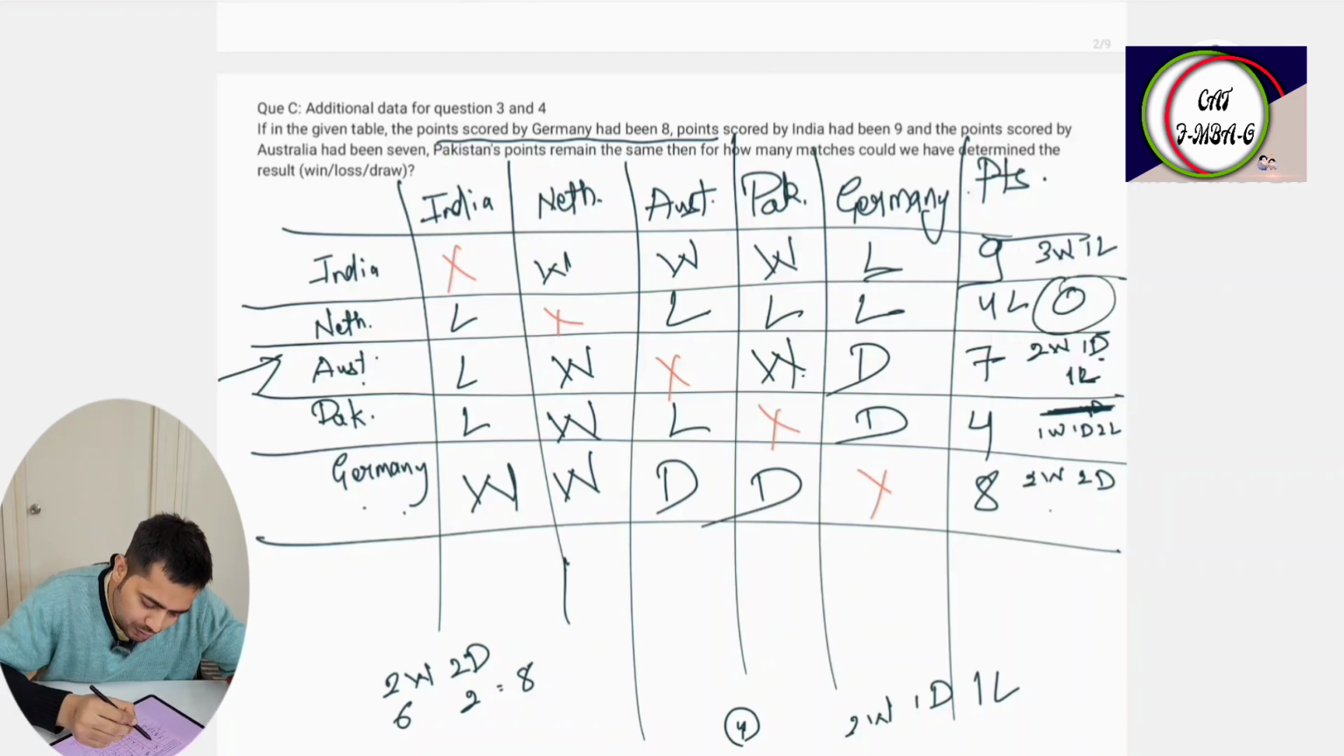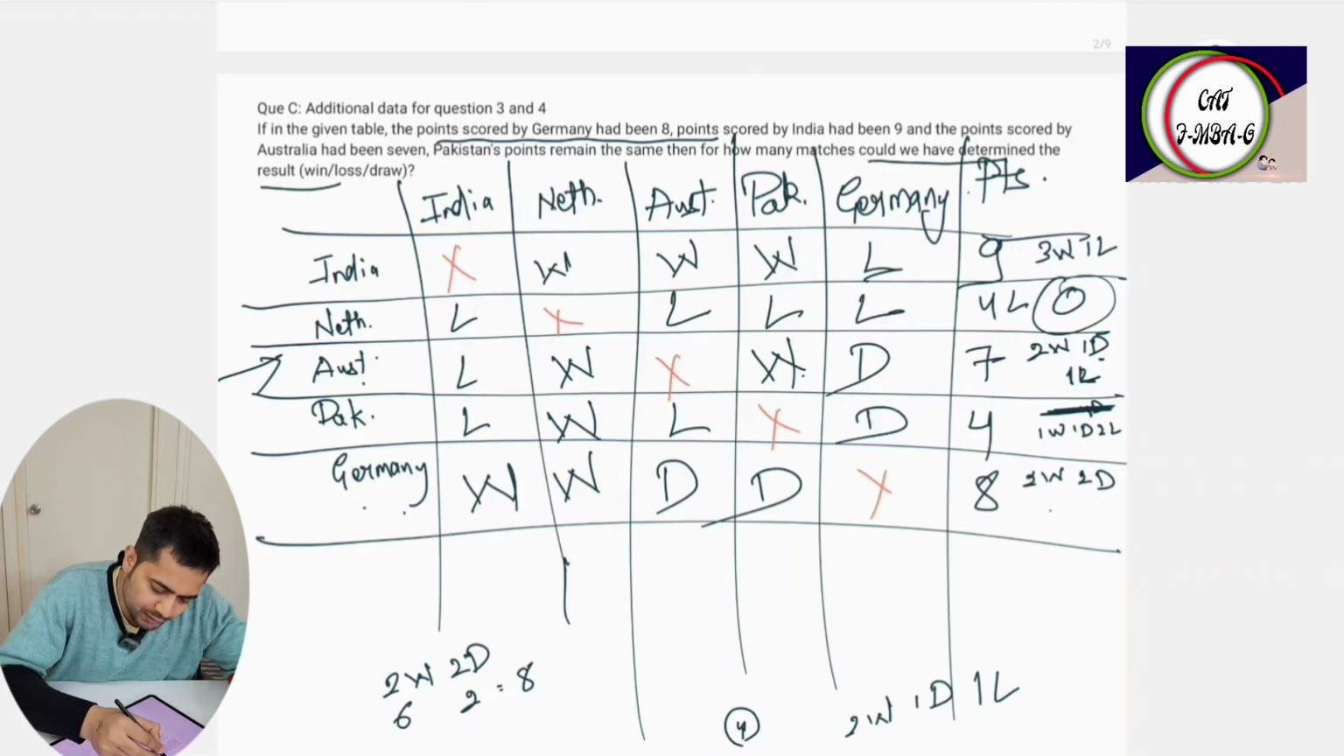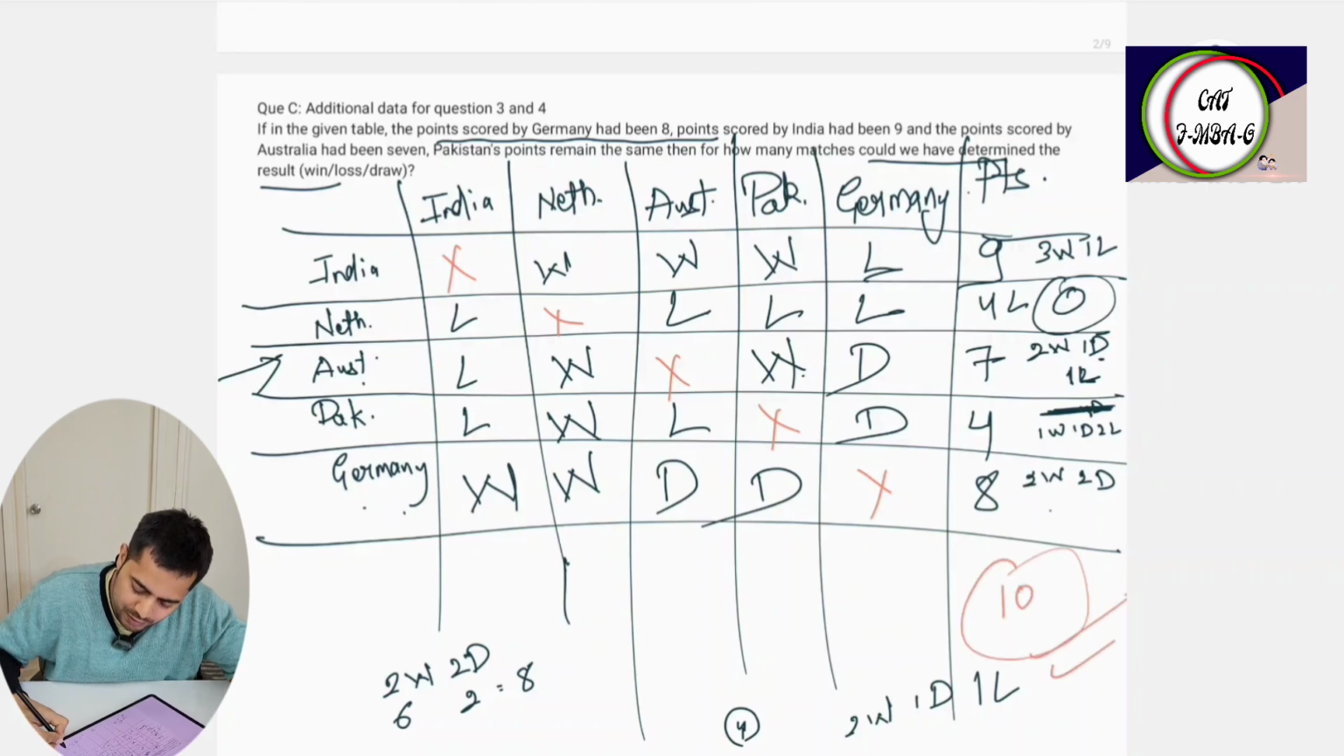Now let's see. For how many matches could we determine the result? We could determine the result for all of the 10 matches. 10 is the right answer.